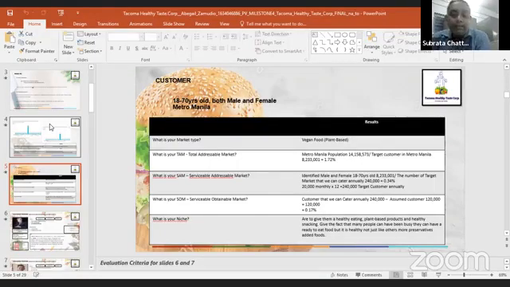And then they have gone to the serviceable obtainable market, that is the number of customers that they assume they will be able to cater to, which is around 50% of the SAM, which is 120,000, that is 0.17%. So 0.34% is the SAM, and the SOM, that is serviceable obtainable market, is 0.17%.